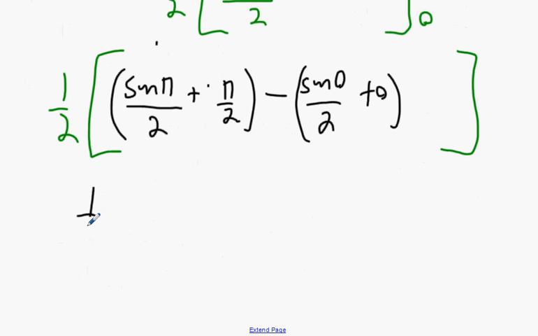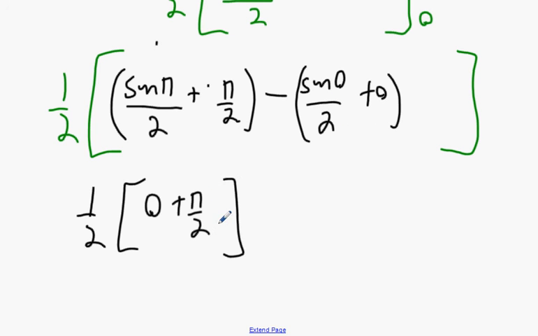What's sine pi? Sine 180... oh no, sorry, you're right, 0. It's 270 that's minus 1, you're right, sorry. 0 plus pi over 2, sine 0 is also 0. So it's going to be a half of pi over 2, which is pi over 4.